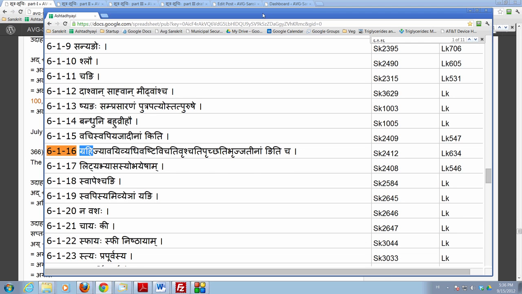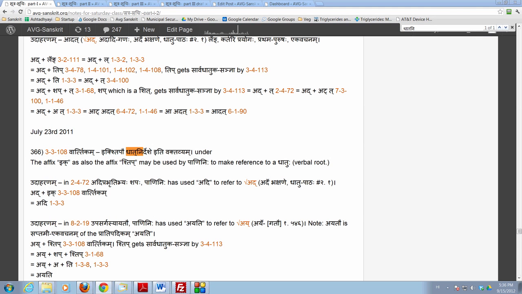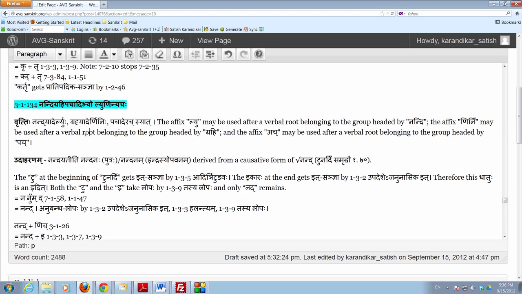Okay, so now what we have is these three groups of verbal roots: nandyadi, grahyadi and pachadi, and they take respectively the affixes lyu, ṇini and ach. So now let's go through this example. Nandayatiti nandanaha putraha athava nandanam indrasyopavanam. It's an adjectival form, can go in all three genders. In the language it is used in the masculine to refer to a son or descendant. It can be used in the neuter to mean the garden of Indra. And it's a causative form. It is derived from a causative form of the verbal root nadi samriddhau. So it is one who causes joy, who creates joy in someone else.